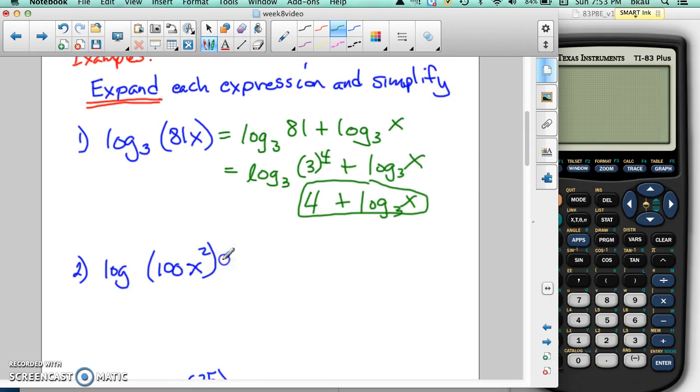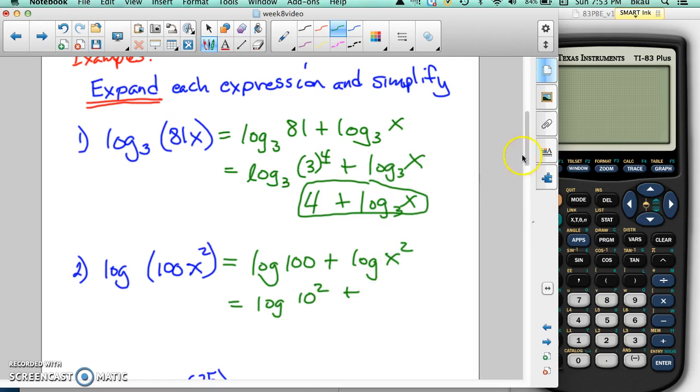All right, my second example, we're doing log base 10 of 100 plus log base 10 of x squared. Now this one, we're going to do the same thing as we did up here. It's going to be log base 10 of 10 squared.